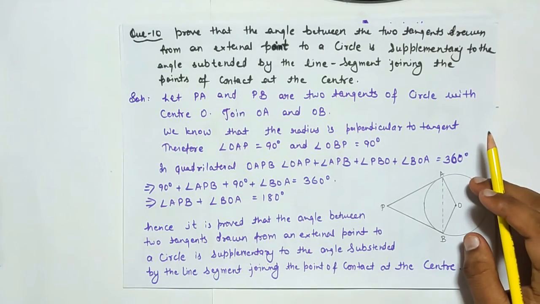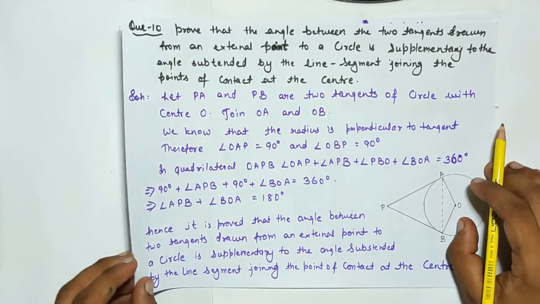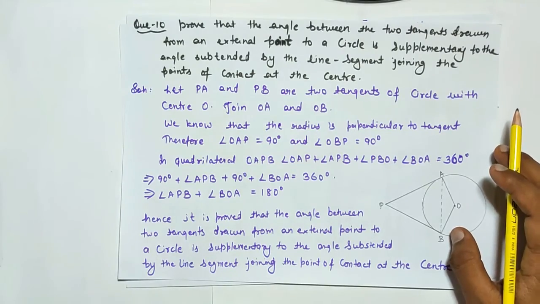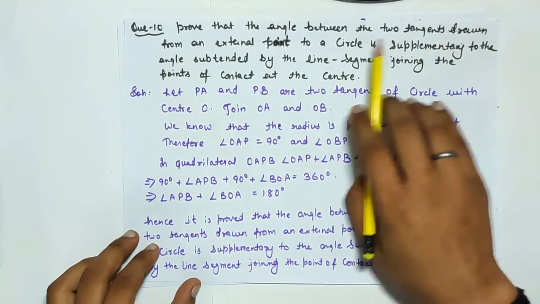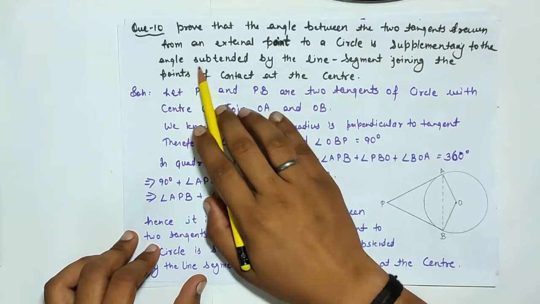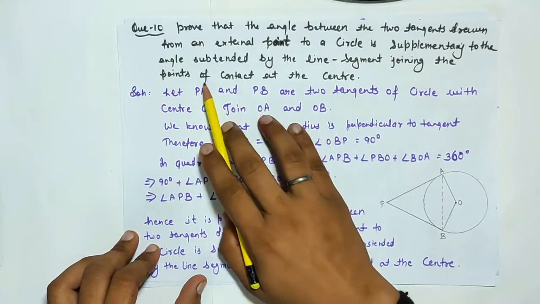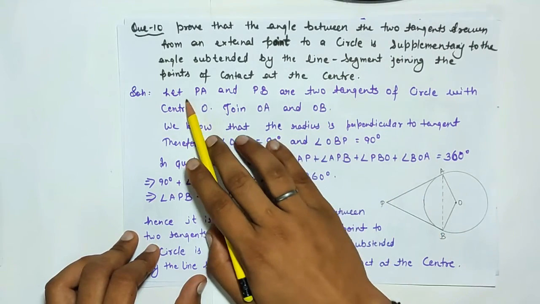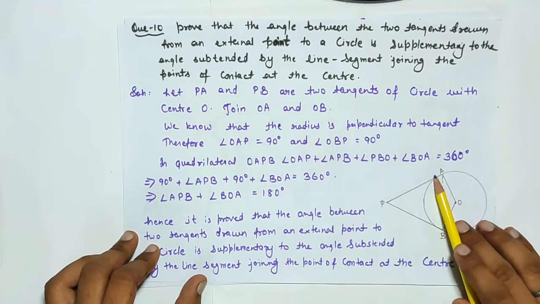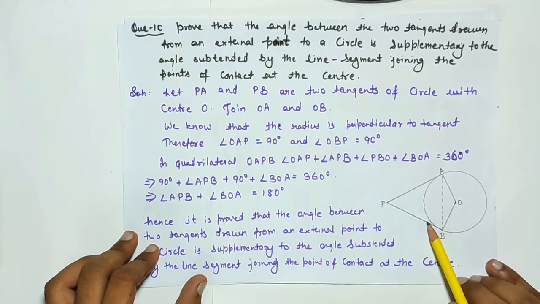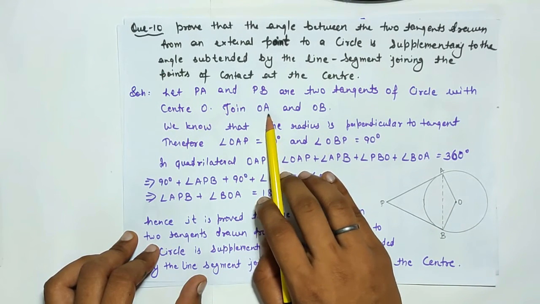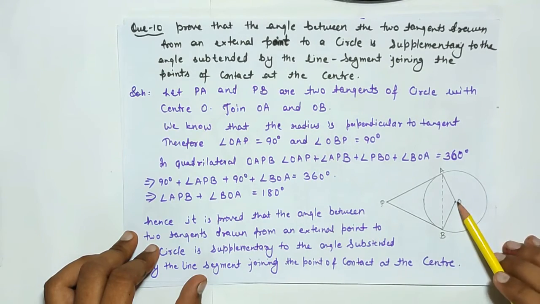Now coming to the next question, question number 10. Prove that the angle between the two tangents drawn from an external point to a circle is supplementary to the angle subtended by the line segment joining the points of contact at the center. Let PA and PB be the two tangents of a circle with center O. Join OA and OB.